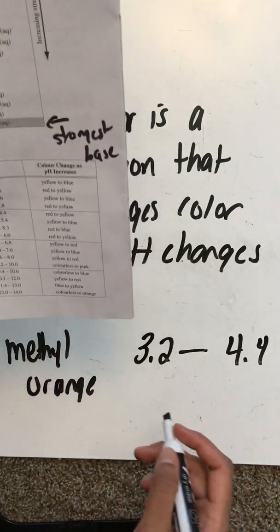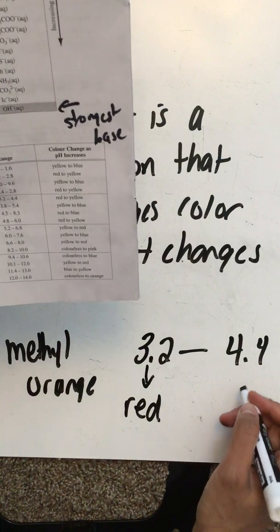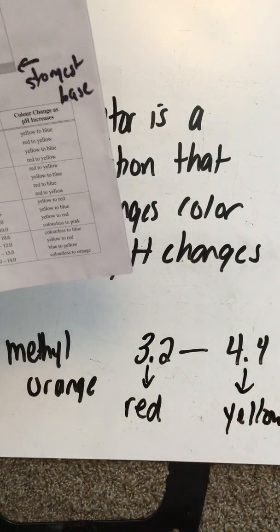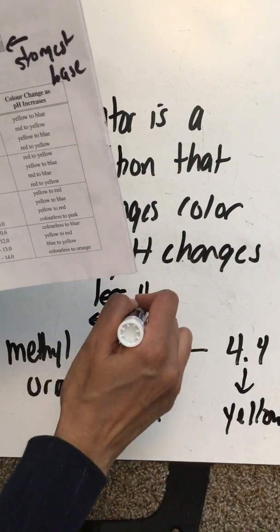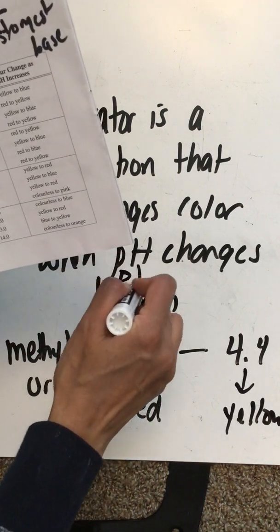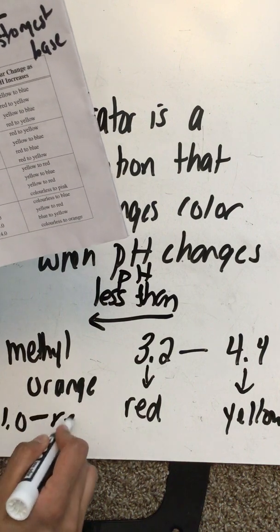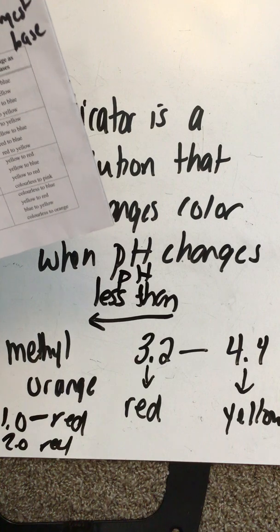So basically, what does that mean? It means at 3.2, it's red. It means at 4.4, it's yellow, okay? And it means that anything less than 3.2, it's gonna be red. So if you have a pH less than 3.2, it's gonna be red. So let's say you have a pH of 1.0, it's gonna be red. 2.0, it's gonna be red. That's what it means.